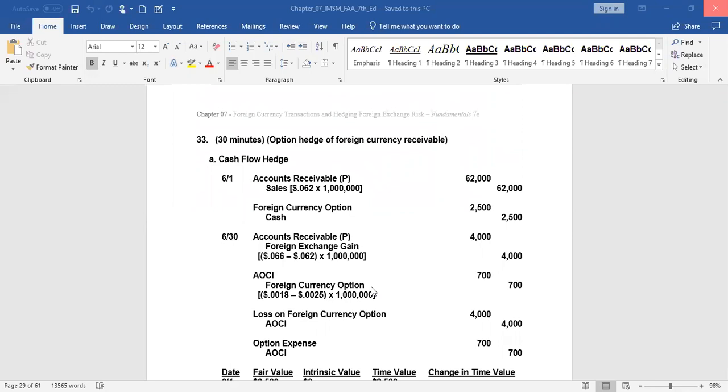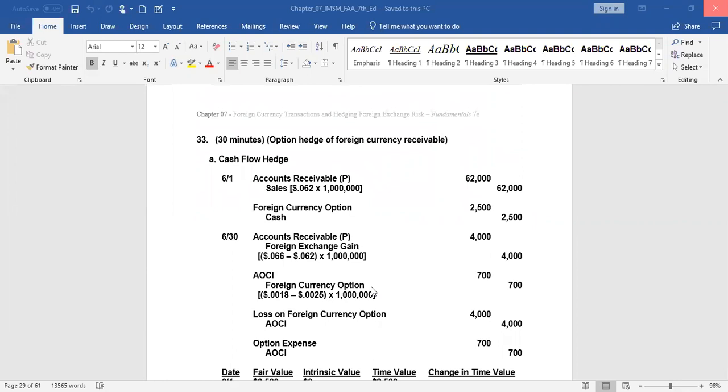So when it comes to hedging, you can hedge using an option or a foreign currency contract, a forward contract, I mean. You can hedge for cash flow or for fair value. And depending on how you hedge will depend on how your journal entries result. So let's see what we end up with here.